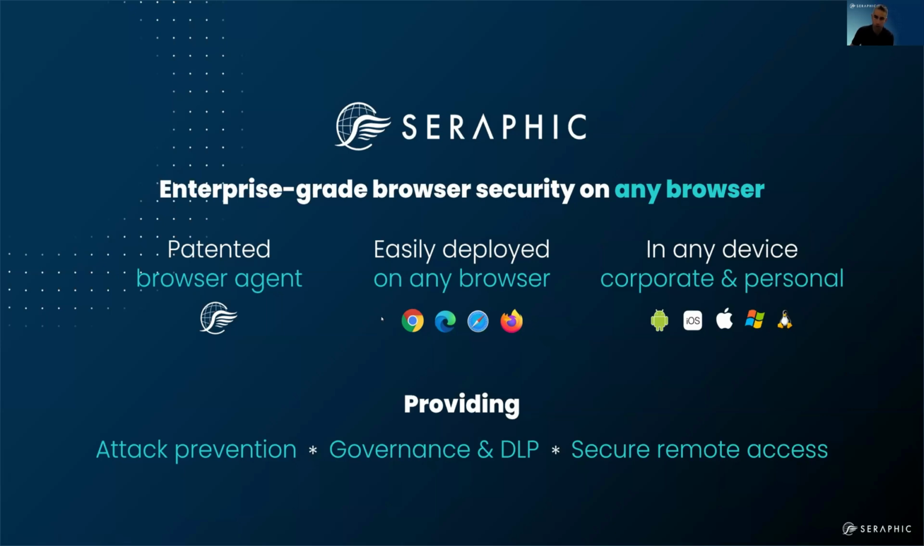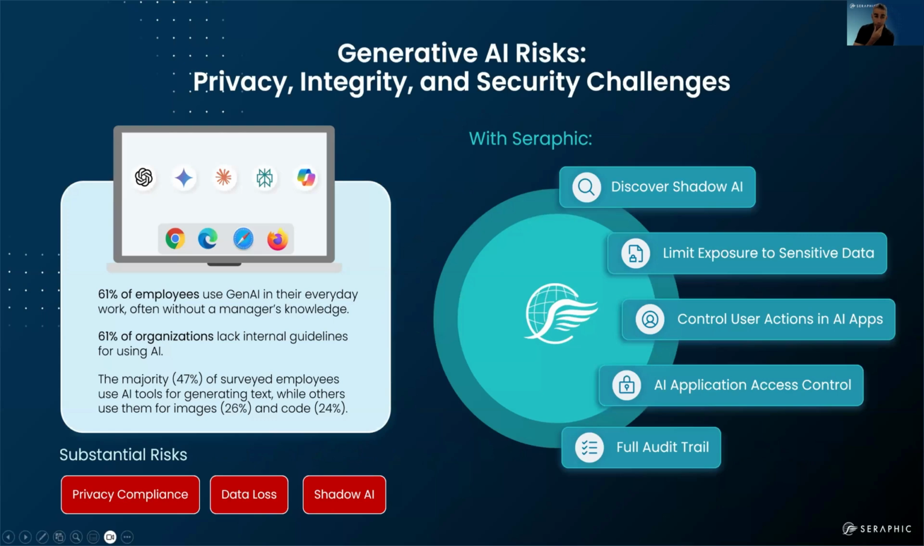So let's talk about risks first. A little bit of numbers and statistics on where we're seeing risks when using AI in the browser. We're seeing that 61% of employees use generative AI in their day-to-day work, often without the manager's knowledge. The same percentage of organizations are lacking internal guidelines for using AI. So most companies are actually utilizing AI, but without the necessary guidelines to secure its use.